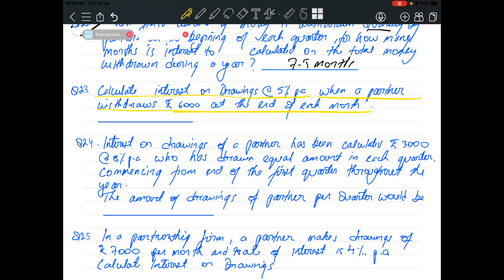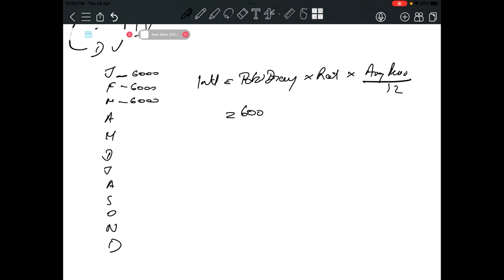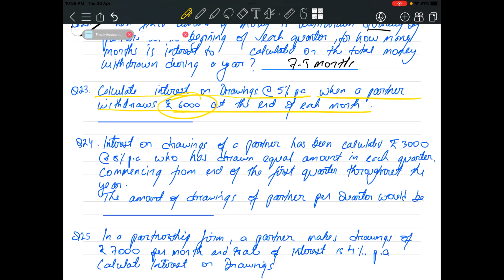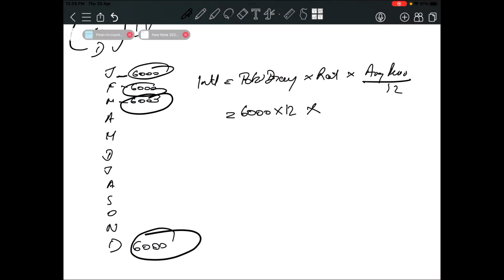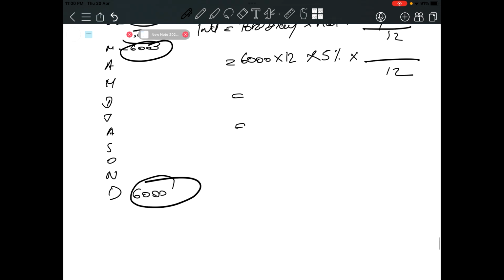Now what will be the total amount? He's withdrawing 6,000 for how many months? 12 months. He's withdrawing every month 6,000 till December 31st. So the total amount will be 6,000 into 12, into the rate. What is the rate? 5%, into the average period. So let's calculate the average period.